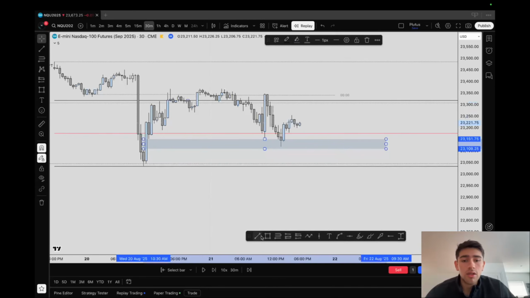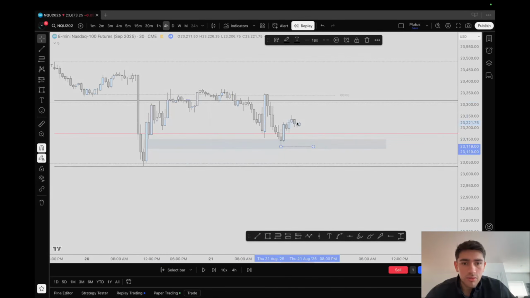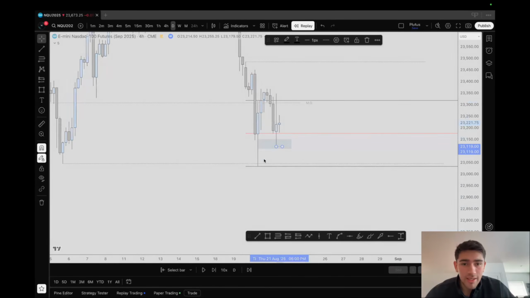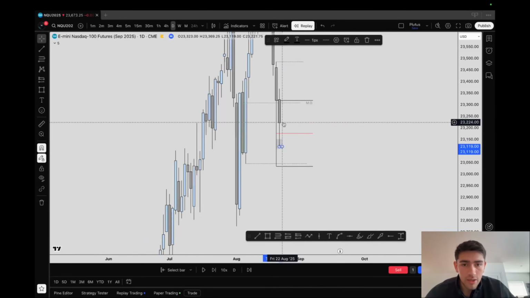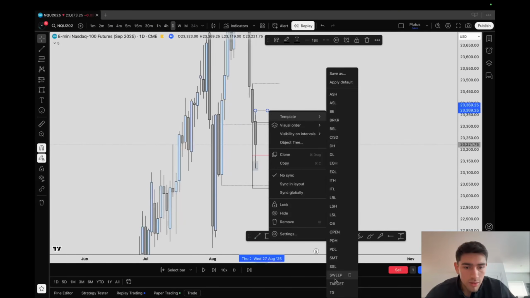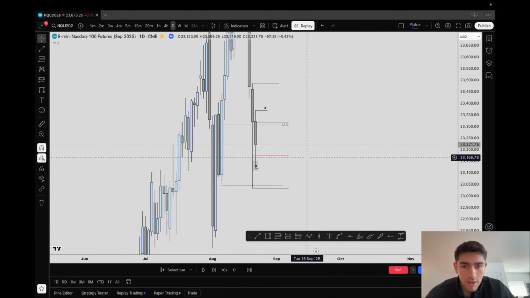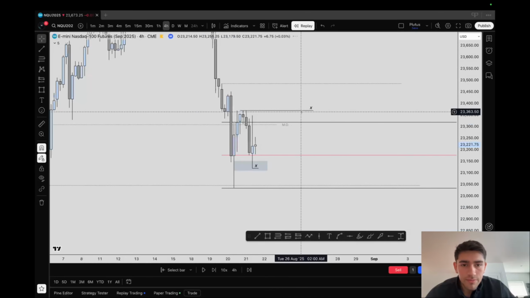What would I like to see before I go long? A sweep of the low, right? Because this would be a 4-hour or a daily. So the next daily candle opens lower, and what are we going to target? The daily high. Okay. So I'm going to mark this as sweep. I'm going to mark this as sweep. Okay. And let's go from there.